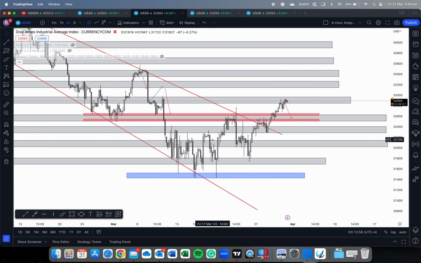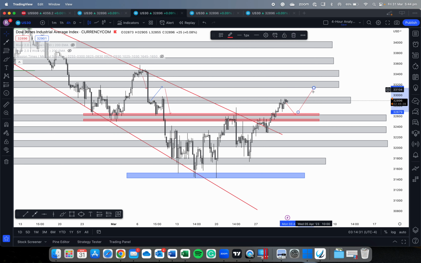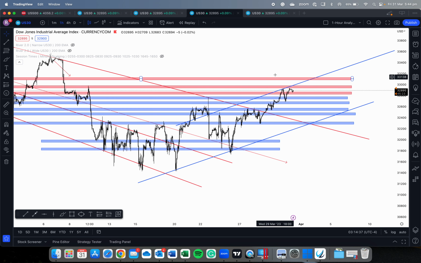Zooming in a bit closer, we can see where we are here in comparison to areas of supply and demand. So looking at this section here, for if it goes up and comes back down, or if it does come down immediately, looking at this area here to then go up. So it's kind of one of those wait and see.